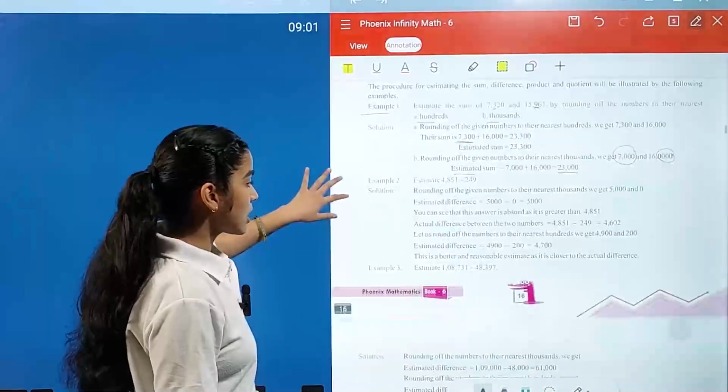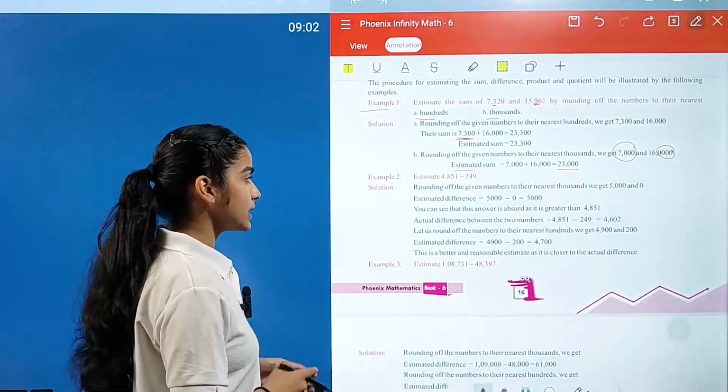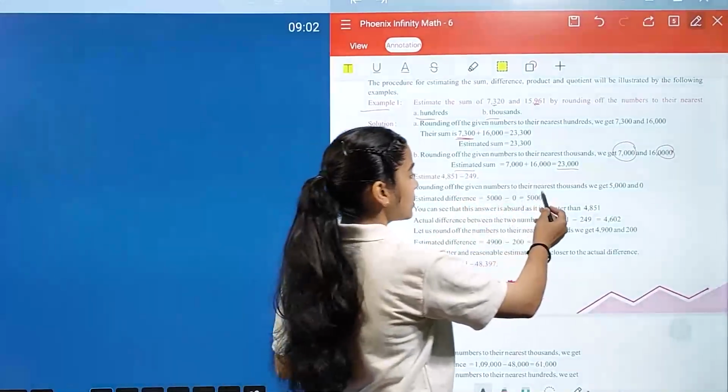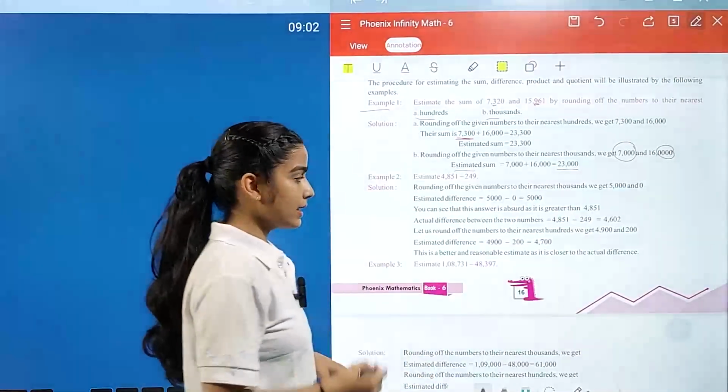Okay, students. So now estimate the difference, 4,851 minus 249. Rounding off the given numbers to their nearest thousands, we get 5,000 and 0.